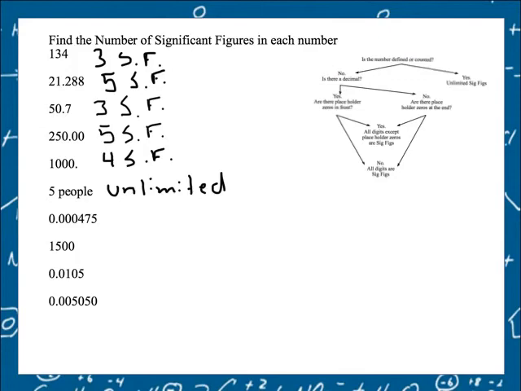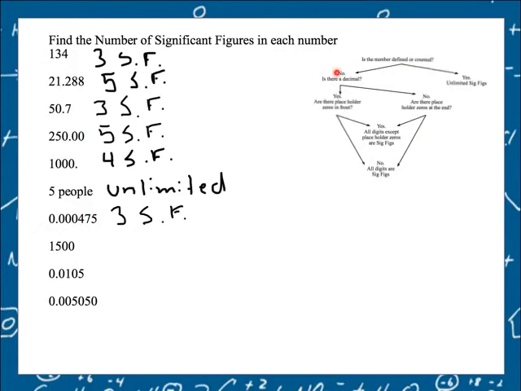Okay, already covered this one. 0.000475. Is there a decimal? Yes. Are there placeholder zeros in front? Yes. Okay, these are placeholder zeros. A lot of students confuse this and say, well, these zeros are after the decimal. Again, when I'm talking about placeholder zeros in front, I'm talking about zeros in the front of the number. All 4 of these zeros are in the front of the number, so we're not going to count those. The only thing in this one that counts as significant figures are the 4, the 7, and the 5.